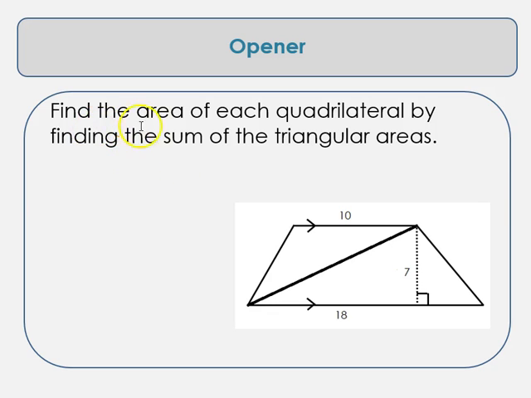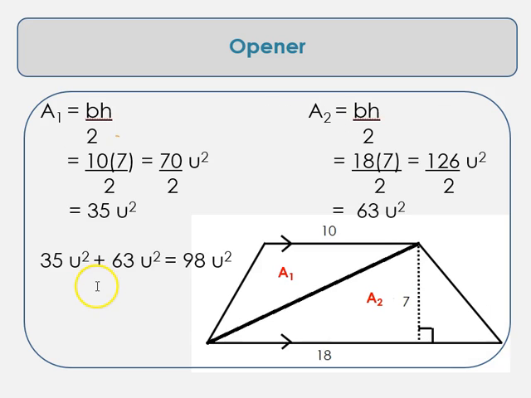Let's do one more. Find the area of each quadrilateral by the sum of the triangular areas. This quad appears to be an isosceles trapezoid, but we don't know. We do have a diagonal. It creates a triangle on top here that has one side of 10, and another triangle on the bottom here that has a base of 18 and a height of 7. So we have two triangles to solve for.